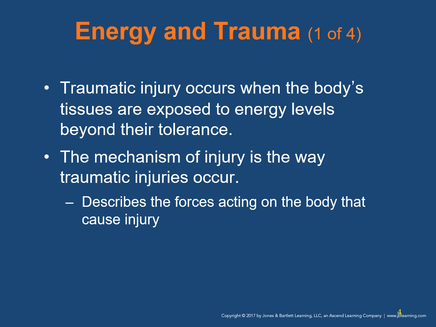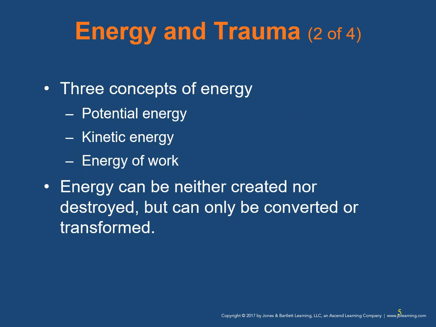Energy and trauma. Traumatic injury occurs when the body's tissues are exposed to energy levels beyond their tolerance. Mechanism of injury is the way traumatic injuries occur. It describes the forces of energy transmission acting on the body that cause injury. Three concepts of energy are typically associated with injury: potential energy, kinetic energy, and energy of work. Energy can be neither created nor destroyed, but can only be converted or transformed.